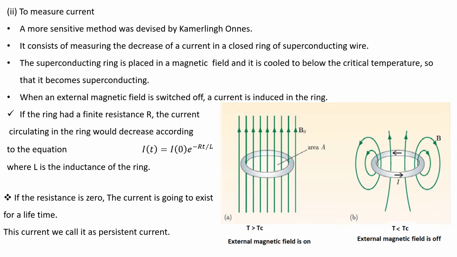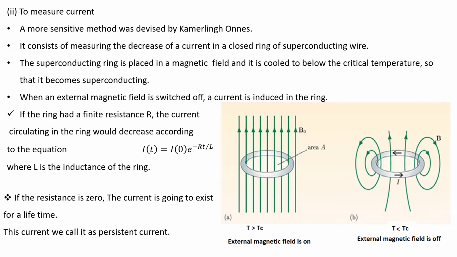The second method is to measure current. This is a more sensitive method when compared to the first one, measuring voltage. This method was devised by Kamerlingh Onnes. It consists of measuring the decrease of a current in a closed ring of superconducting wire. Take a closed superconducting ring. Apply a magnetic field when the temperature is greater than the critical temperature, that is, the material is non-superconducting. Now cool it to below the critical temperature, so that it becomes superconducting.